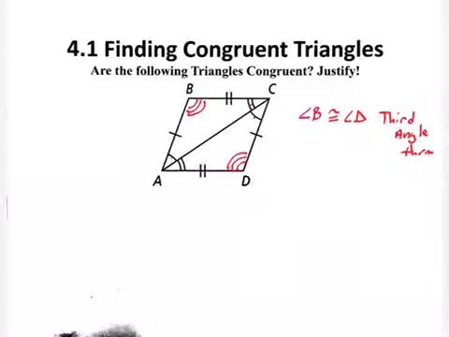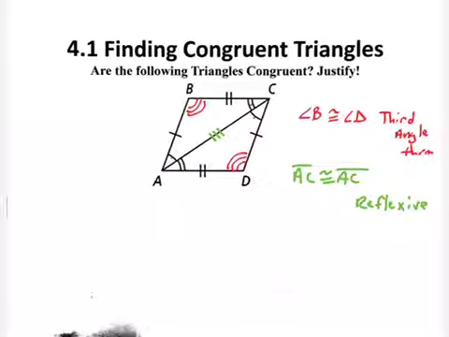All right, and then we have two sets of sides, but we actually have the third set of sides as well. The two triangles share a common side. So in this case, we know that AC is congruent to AC by the reflexive property. So basically, we were able to show that all 6 pieces of the triangle are congruent.